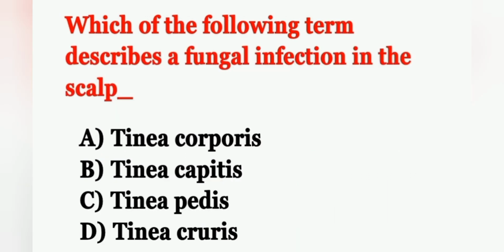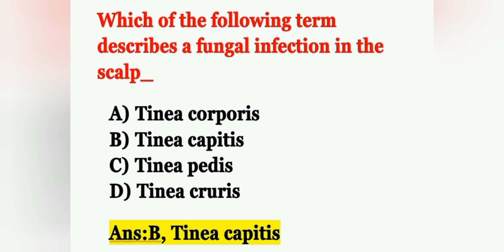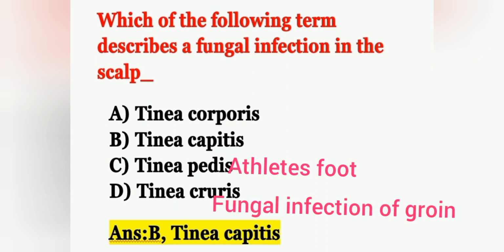The next question, which of the following terms describes a fungal infection of the scalp? Options: option A tinea corporis, option B tinea capitis, option C tinea pedis, option D tinea cruris. The correct answer is option B, tinea capitis is the fungal infection of the scalp. Tinea corporis is a superficial infection of the skin and legs. Tinea pedis is athlete's foot. Tinea cruris is a fungal infection of the groin.